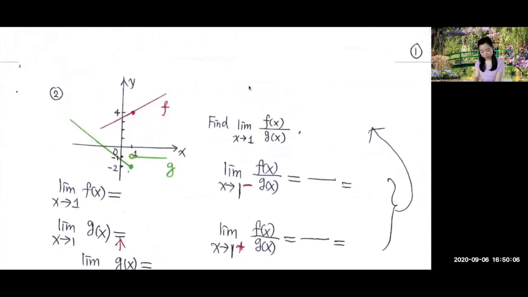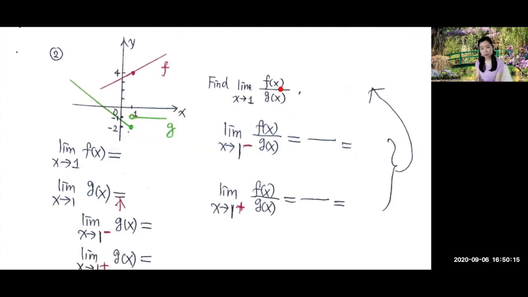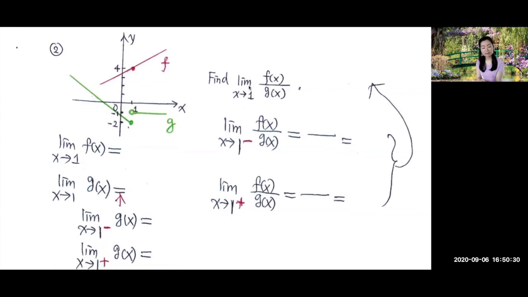Example 2. This is a graph for the function f, and this is a graph for the function g. We try to find the limit of this quotient, f of x over g of x, as x approaches 1 from both sides. So first, let's find the limit of f of x as x approaches 1 from both sides. We go along the graph for f, approaching 1 from the left and the right, and we see f is approaching 4. So that's equal to 4. What about g of x? Approaching this one from the left side, go along the graph.